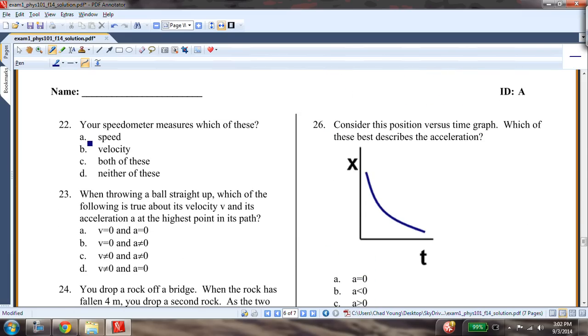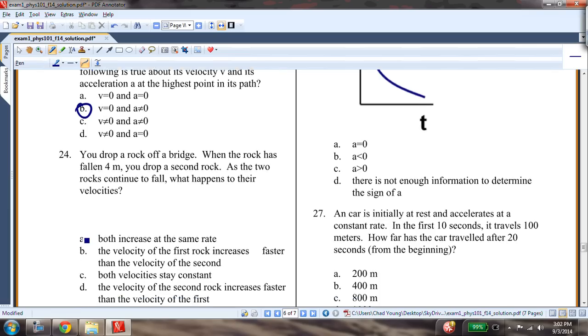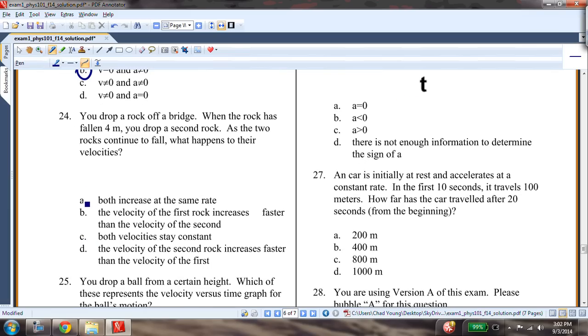Your speedometer measures which of these? Measures speed. When throwing a ball straight up, which of the following is true about the velocity and the acceleration? Velocity equals 0. Acceleration is not 0. We talked about that. That was straight from the concept test. Actually, these are actually from the concept test.